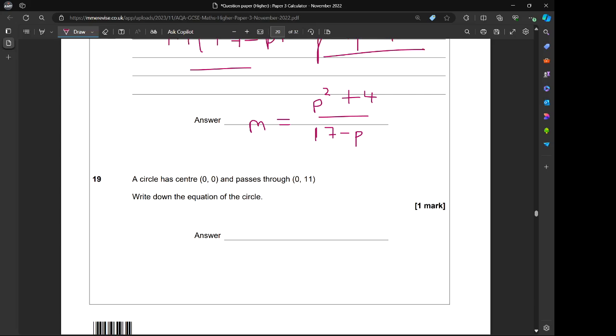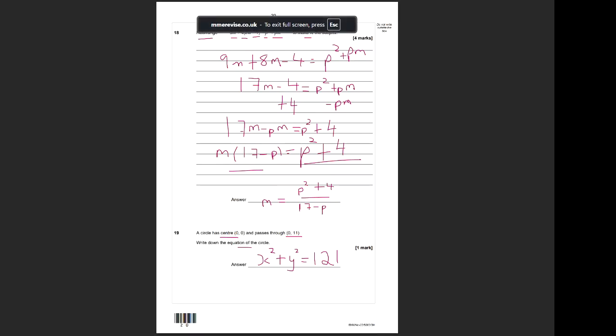Okay, question number 19. A circle has center 0, 0 and passes through the point 0, 11. Write down the equation of the circle. So the center here is going to be 0, 0. So it is going to be x squared plus y squared equals the radius squared. That will equal 11 squared, which is 121. So my answer is x squared plus y squared equals 121. And therefore, guys, that is my answer for question 19.